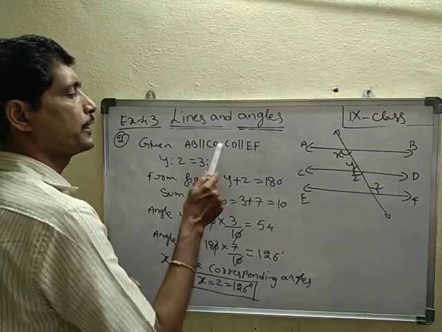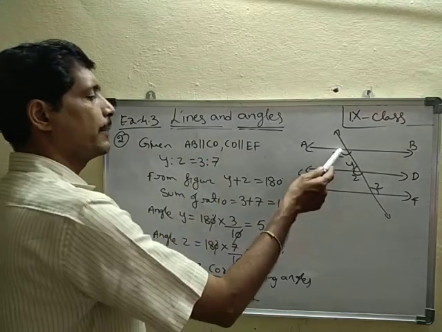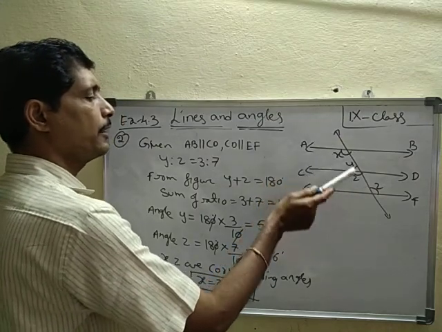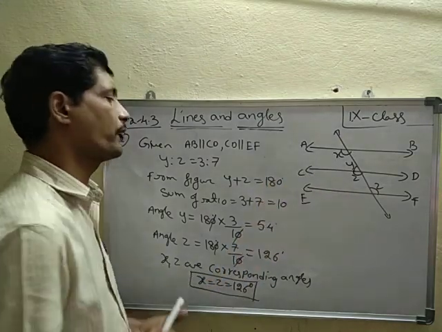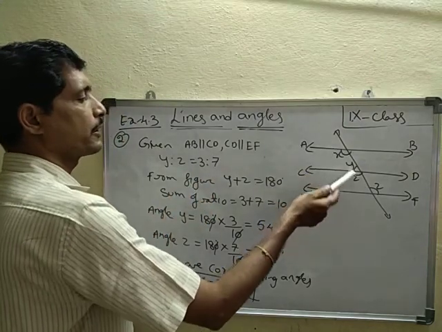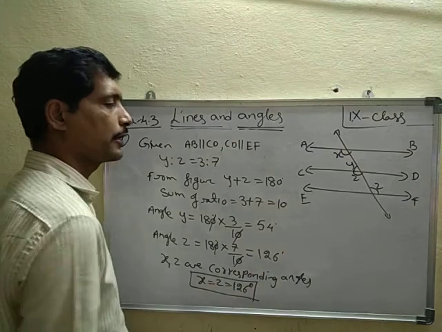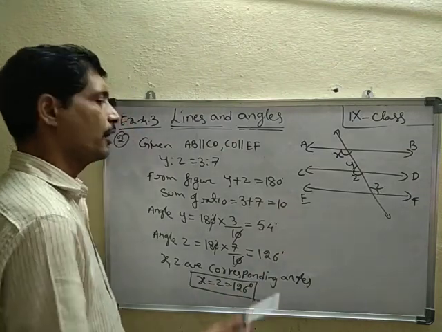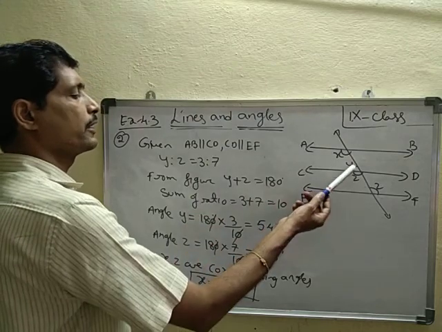AB parallel to CD, CD parallel to EF means AB is parallel to CD, CD is parallel to EF. Therefore, AB and EF are also parallel. Therefore, y is to z equal to 3 is to 7 is given from the figure. Y plus z: both are alternate interior angles. Alternate interior angles are always equal. Therefore, here y plus z equal that is 180 degrees.